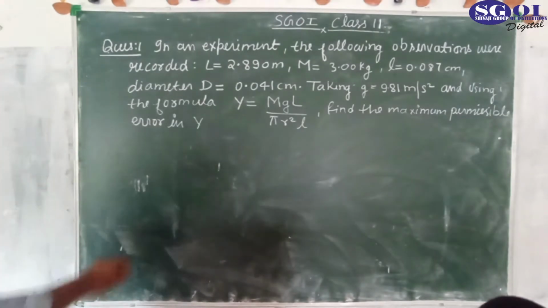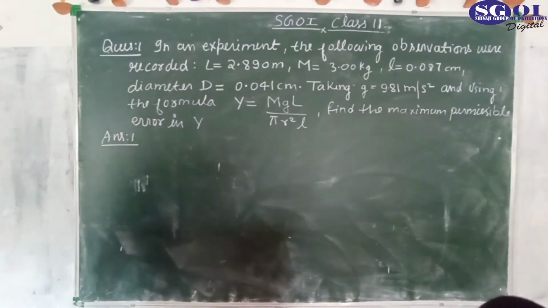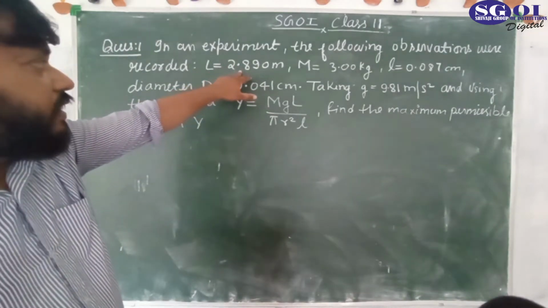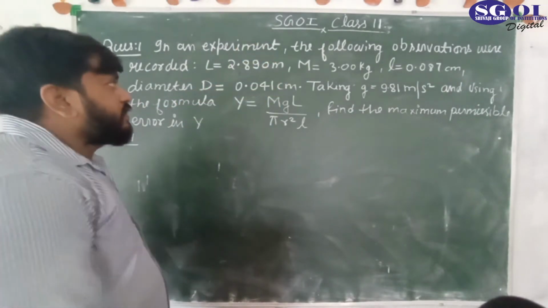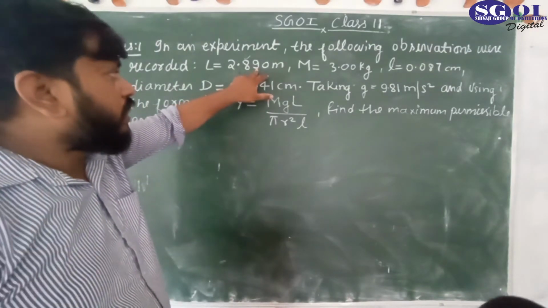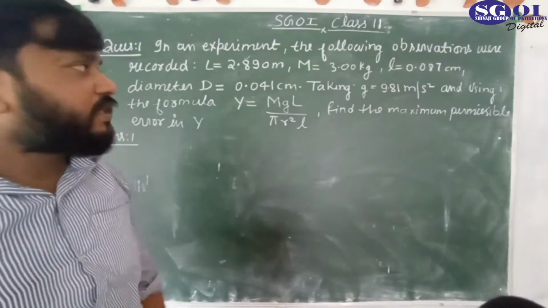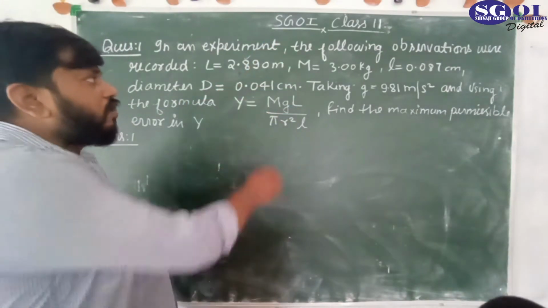So, let's start. Students, you are seeing here that the value of L is measured up to 3 places of decimal. It means this is the sure digit, and the last one is the doubtful digit. The digit which is the last in the decimal place is the doubtful digit.